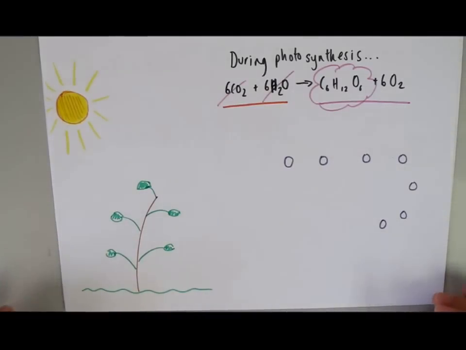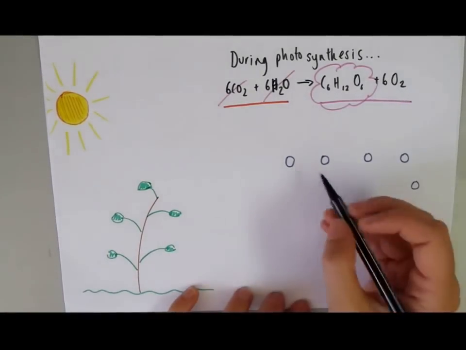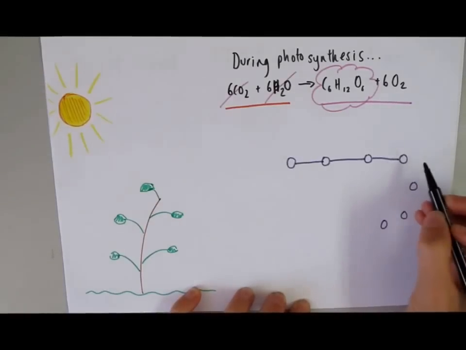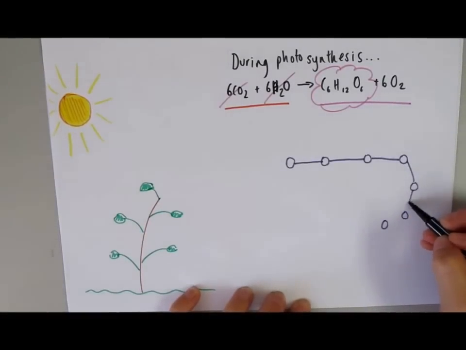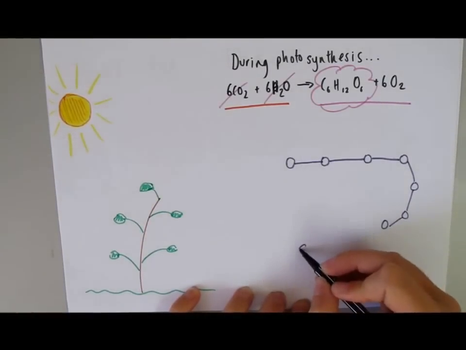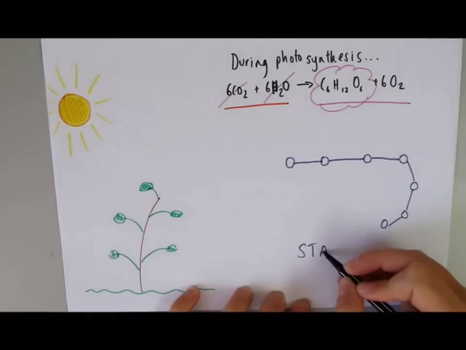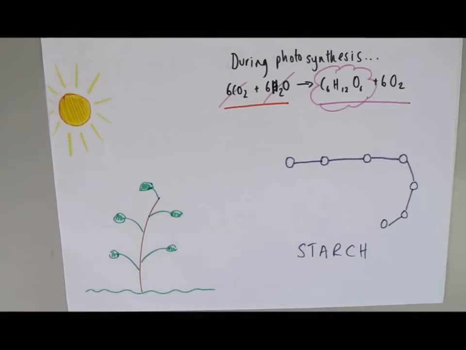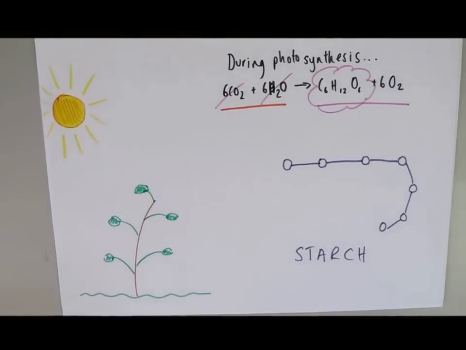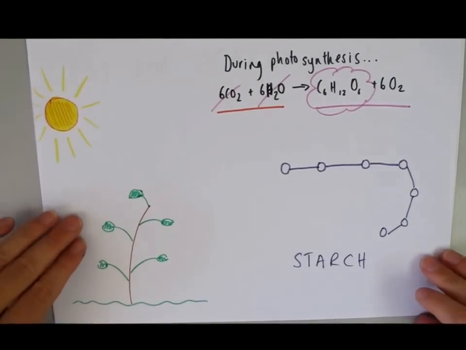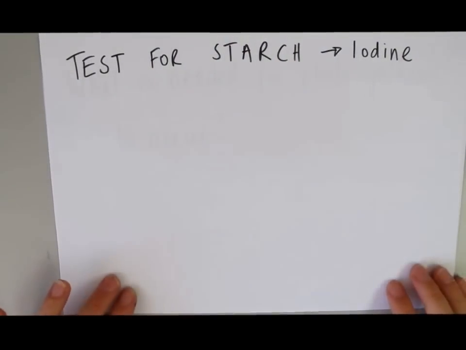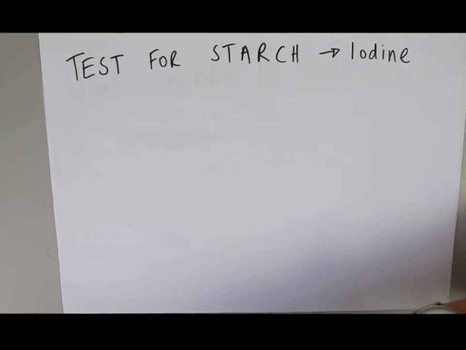So the plant doesn't store glucose as glucose. Instead it joins the glucose molecules together, and when we join glucose molecules together we make starch. Which means that we can test whether photosynthesis is taking place by testing for the presence of starch. And obviously we do that using the iodine test.